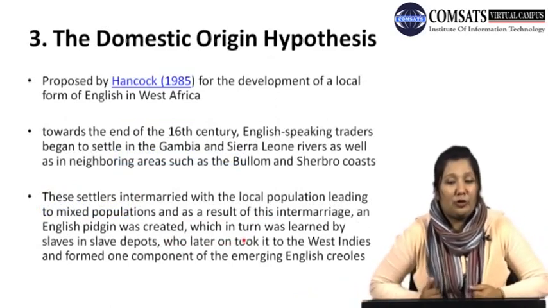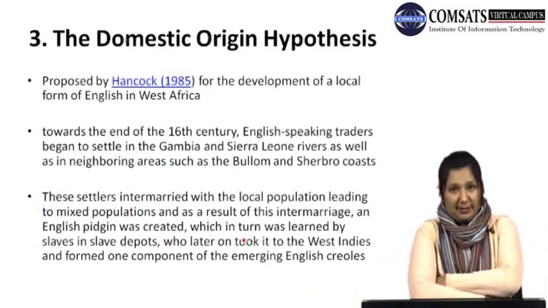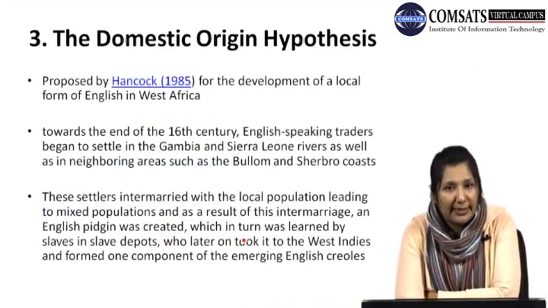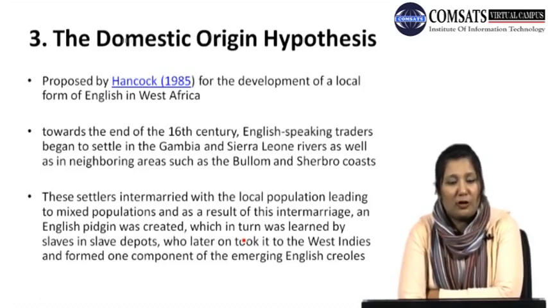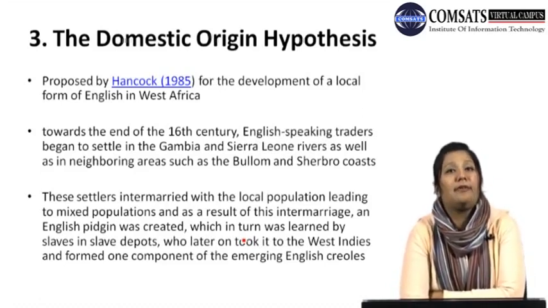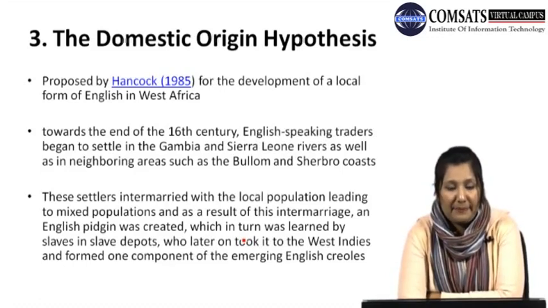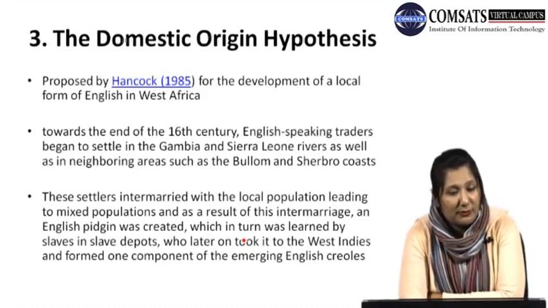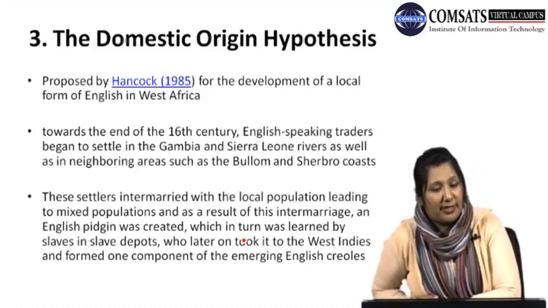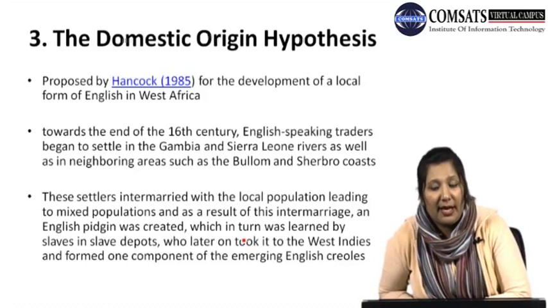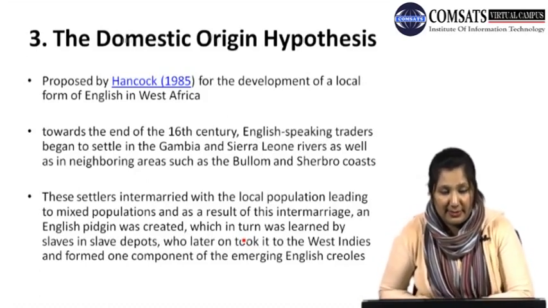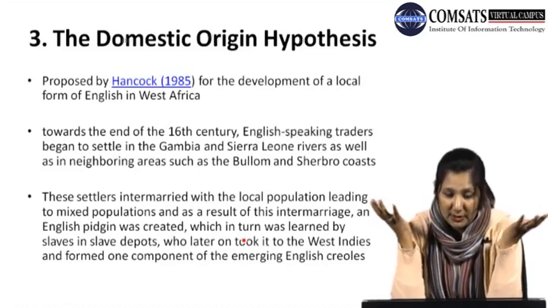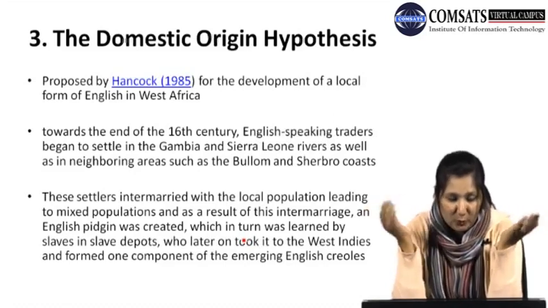The third theory is the domestic origin hypothesis. It was proposed by Hancock in 1985 for the development of a local form of English in West Africa. Let's see what was done. Towards the end of the 16th century, English-speaking traders began to settle in the Gambia and Sierra Leone rivers, as well as in neighboring areas such as the Bullom and Sherbro coasts. They started living over there.